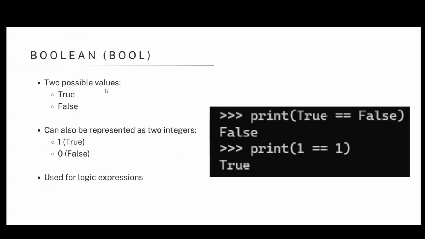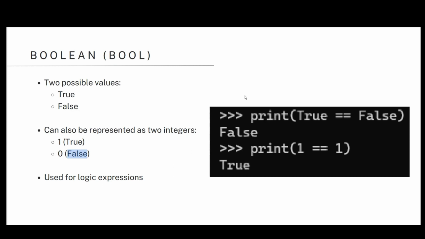Next, we have the simplest of data types called the Boolean. You'll see it in Python referred to as a bool. I say it's the simplest because a Boolean really only has two possible values. It has true and it has false. So this can also be represented as two different integers. True can also be represented as a 1, and 0 can be represented as false. And this can be used for logic expressions.